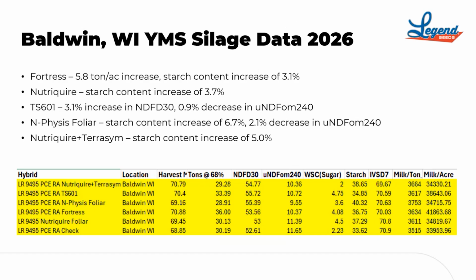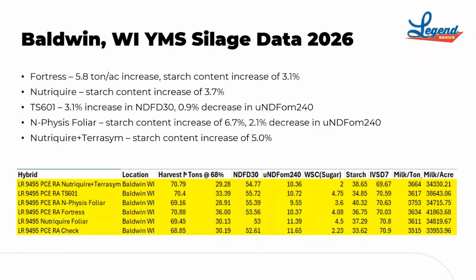So this is the Baldwin YMS trial from last year. This is our knowledge plot data. I just want to highlight a couple different biologicals and what they're doing, how they change corn silage. These are added-on benefits, or added-on products, that we can add to a silage program to help boost the yield side and also the quality side.